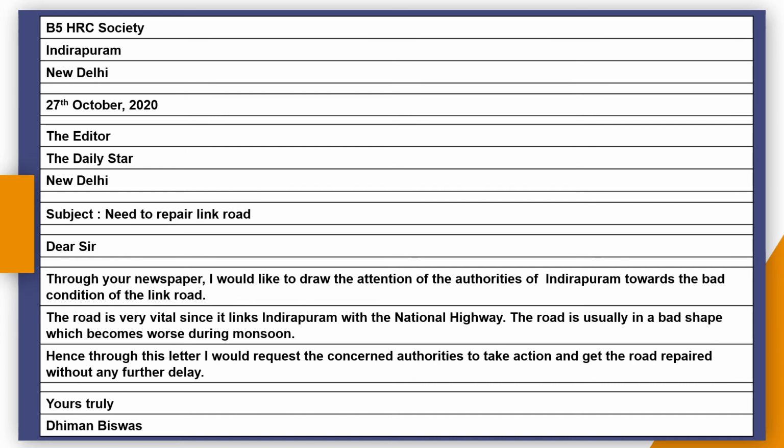Since this is a letter to be written to the editor of a newspaper, I have written the designation as the editor, and then the name of the newspaper. Subject, it has been very clearly mentioned in the question itself, the reason why you're writing this letter is the need to repair a link road. Then you need to write the body of the letter highlighting what you need to talk about, what you want actually to be done. And then your salutation and signature in the end.